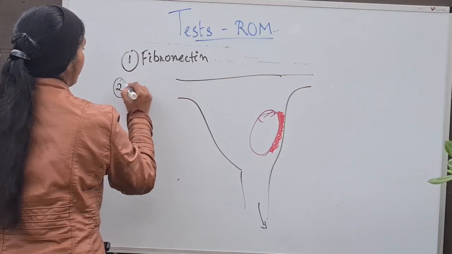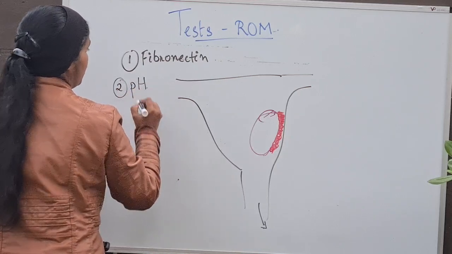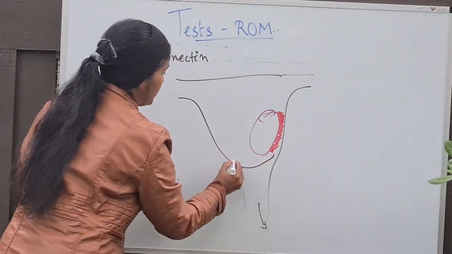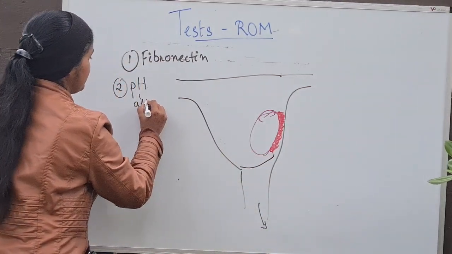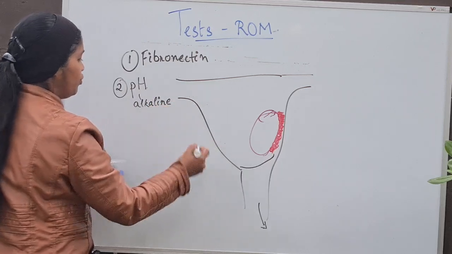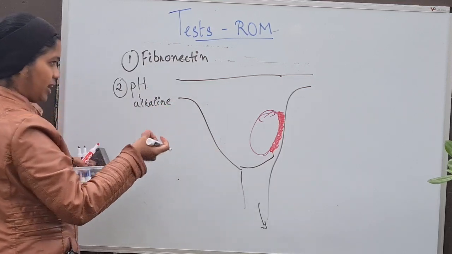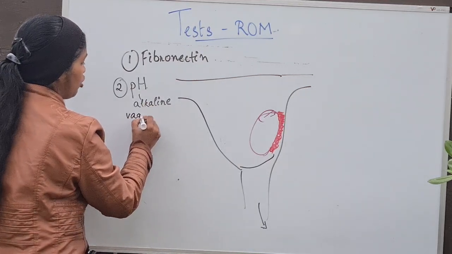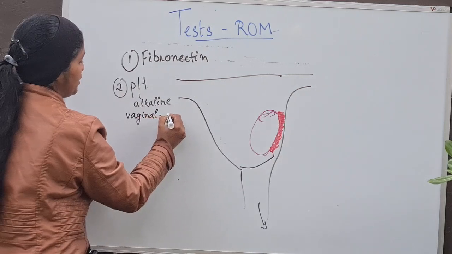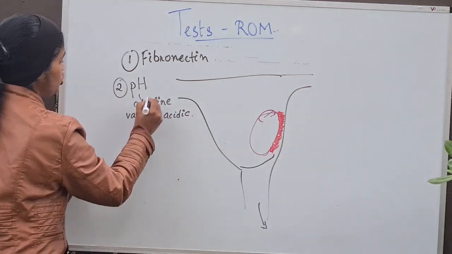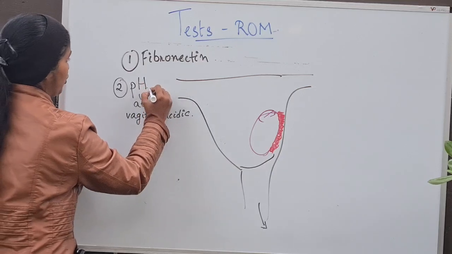Then again, we can check the pH. So what is the pH? Generally, the amniotic fluid pH is alkaline. If we collect the vaginal secretion, what is the normal vaginal pH? The vaginal pH is acidic. So this is the concept: amniotic fluid is alkaline.